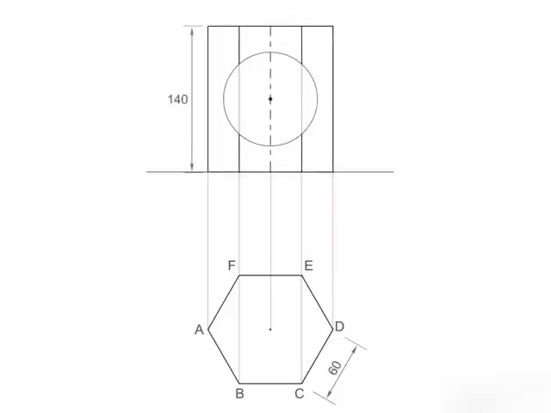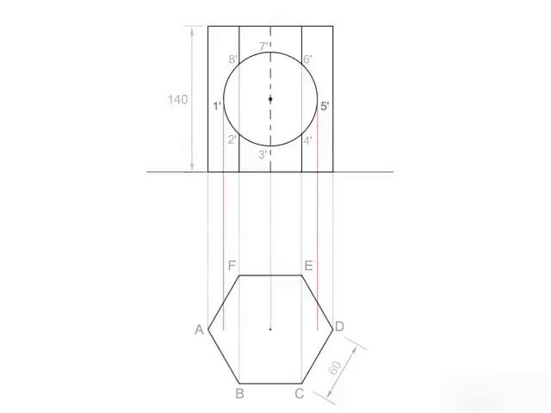Observe, as the axis of the circular hole is perpendicular to the VP, its front view appears as a circle in VP. Draw a circle of radius 45 mm with center as the midpoint of the vertical axis. Mark the points where the circle cuts the vertical projections from top view of the prism.